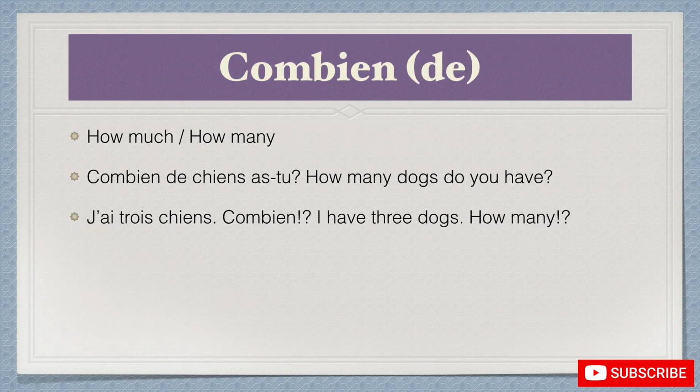Combien de, which is how much or how many. Combien de chiens as-tu? How many dogs do you have? Combien de chiens as-tu? J'ai 3 chiens. I have 3 dogs. So you always have to say combien de when you're doing a regular question. However, if you just want to say how much or how many, and that's the end of your question, then you can just say combien and leave it at that.